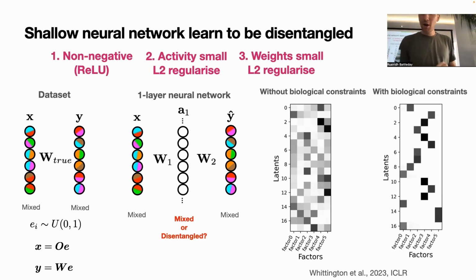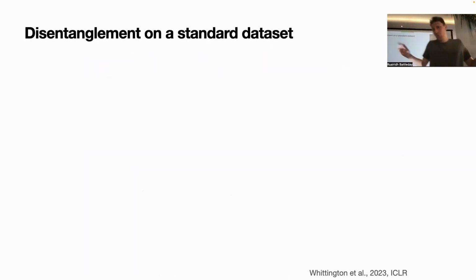However, when we have these biological constraints, single neurons care about single things. This neuron here only cares about that one. This neuron only cares about that one. Disentangled representation. Single neurons care about single things. So that's just like a toy data set. And I guess I'm going to show you another toy data set, but just slightly less toy.